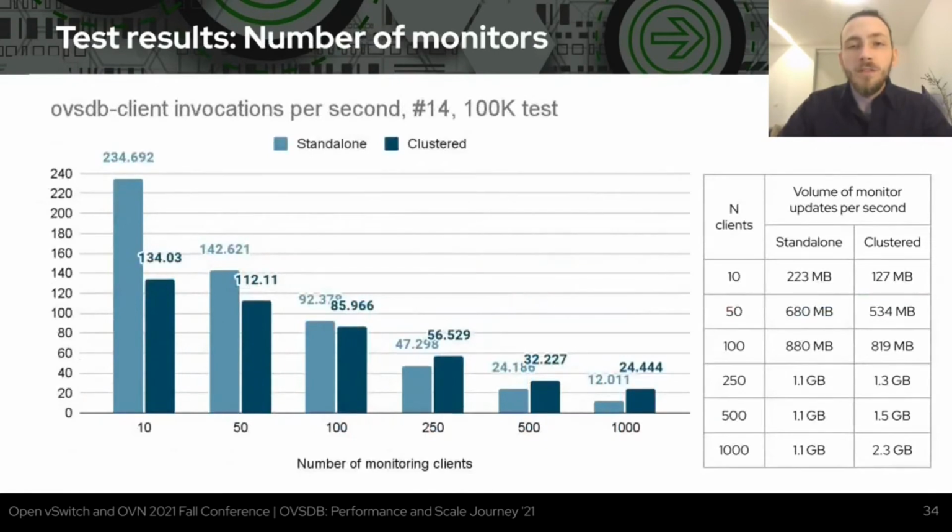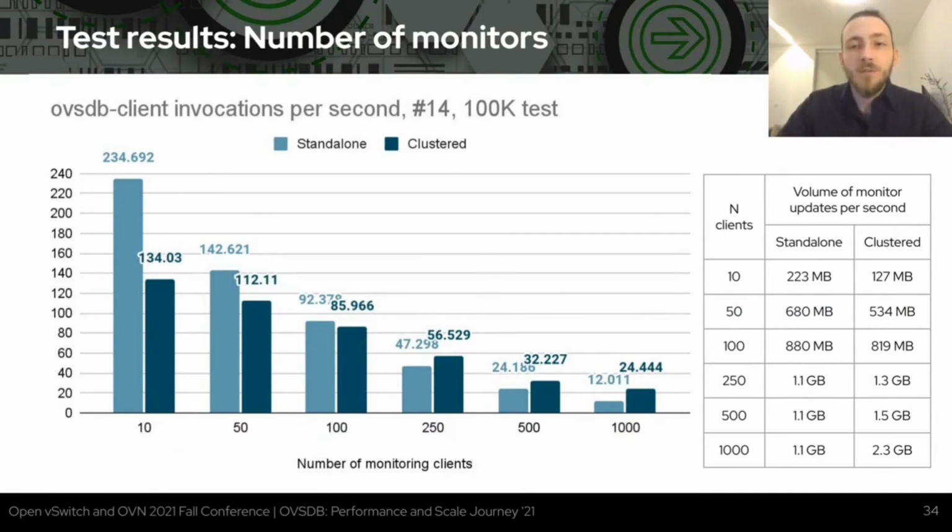So here are the test results for the same 100K test with a different number of monitoring clients. Here we can see that performance actually degrades in terms of the number of OVSDB client invocations per second. When the number of clients went up 100 times, the metric decreased 10 times. And still, even with 1000 clients, the invocation rate is fairly decent. We have about 24 invocations per second on a clustered database.